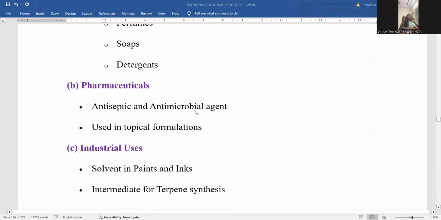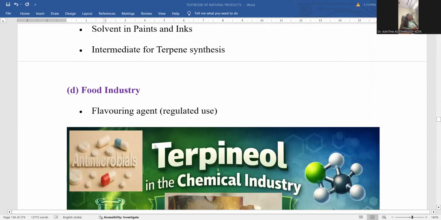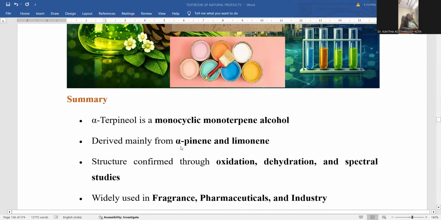In pharmaceuticals, alpha terpineol is applied as an antiseptic and antimicrobial. In topical formulations, you can also blend in this alpha terpineol. Industrial uses like paints and inks are incorporated with this alpha terpineol. And in terpene synthesis, you can add this alpha terpineol. Even in the food industry, being an essential oil with fragrance, it is mixed with food ingredients as a flavoring agent. So this is the way applications are indicated for alpha terpineol.